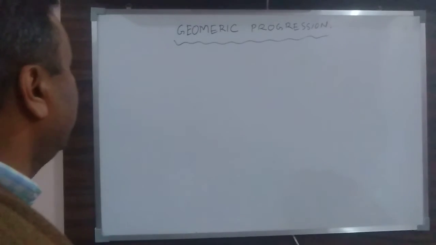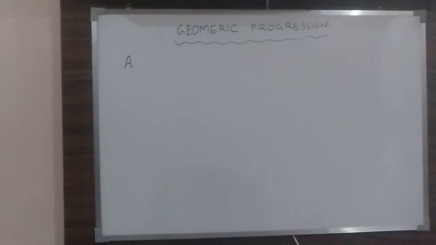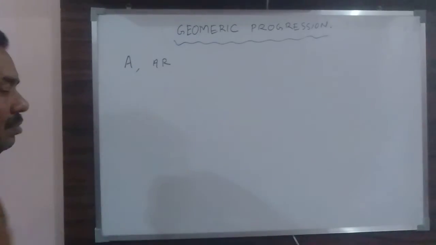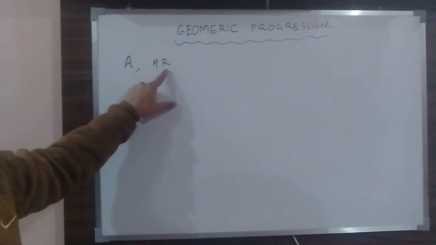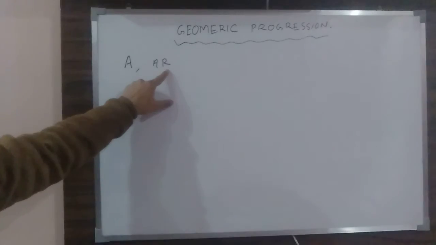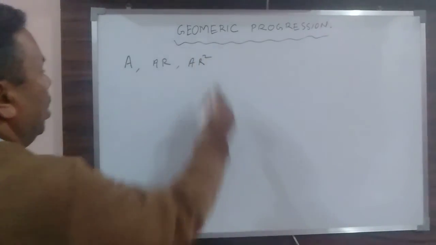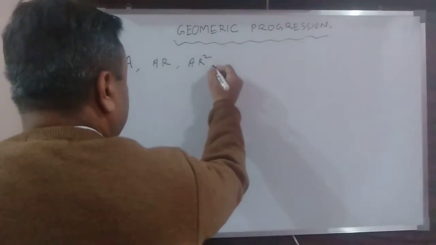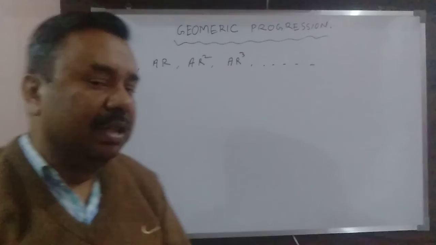So suppose my first term is a, then the second term will be ar. That means I have multiplied a by r. Now again multiply this number by r, the same number, and I will get ar square. Similarly, you just multiply by r and you will get ar cube, and so on. You will keep on getting the numbers.